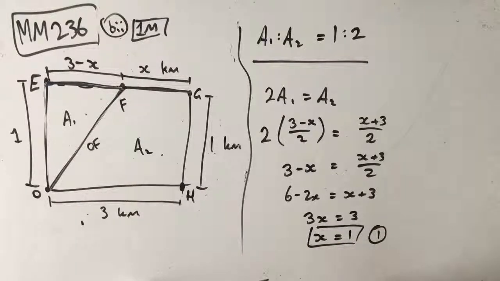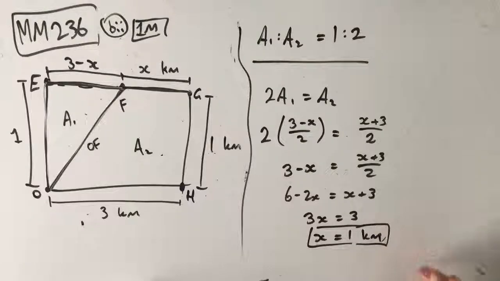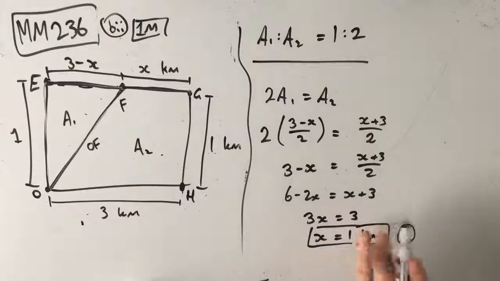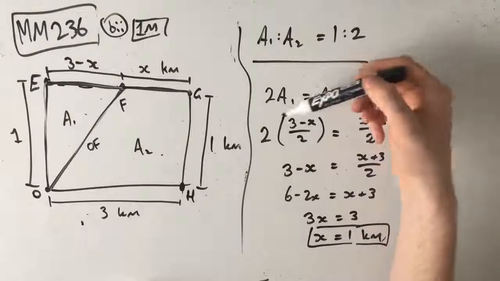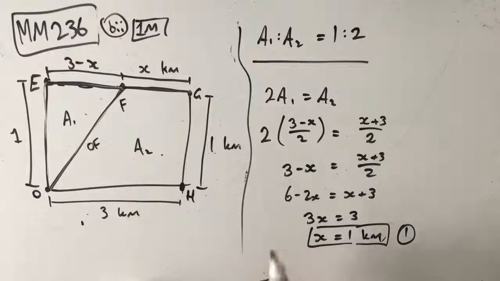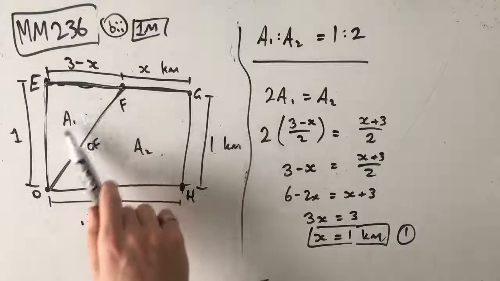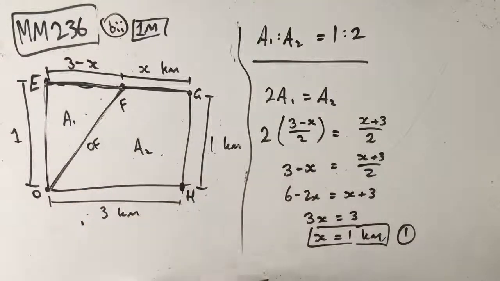That's our first and only mark for this question. All it asks for, actually we need to put in units as well. x equals 1 kilometer, because it asks us for the value of x. And that's it, first and only mark. So we just need to make sure that we have the ratio right and that we're multiplying the right one by the other one. But the easiest way to do that is just to think A2 is double A1, which means 2 times A1 is equal to A2.